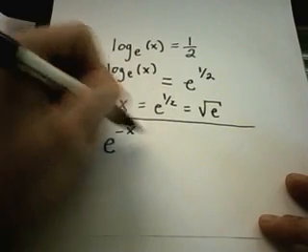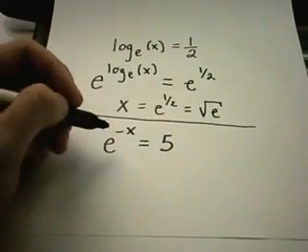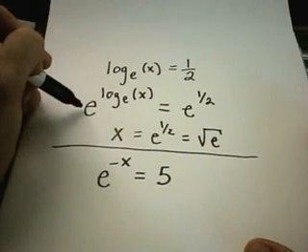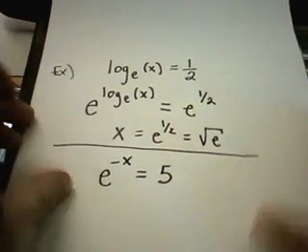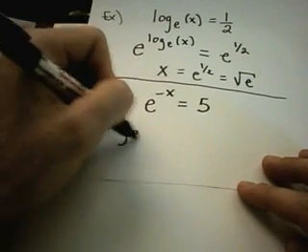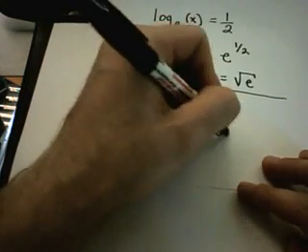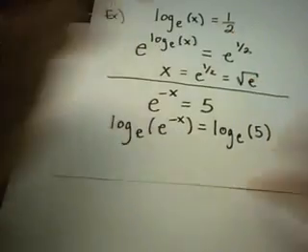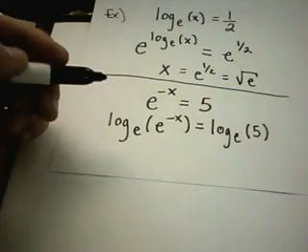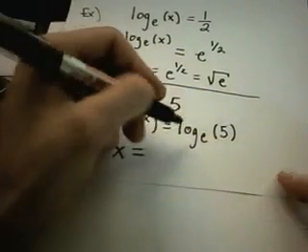Suppose I have e to the negative x equals 5. Well, before I wanted to get rid of a logarithm, and I did e to both sides. Now I want to get rid of an exponential. I'll take the logarithm using the same base of both sides. And again, if I refer back to my cancellation laws, if these bases match up, they cancel out. So I'm just going to be left with negative x on the left side.